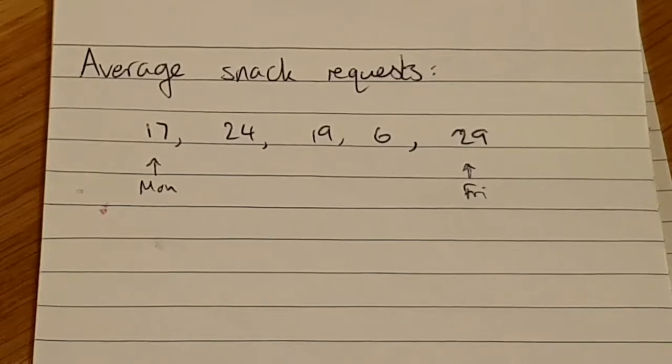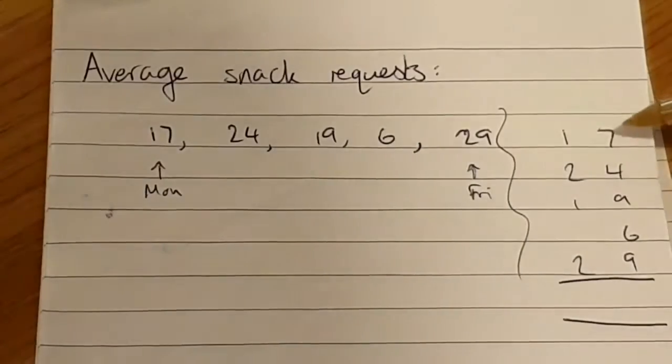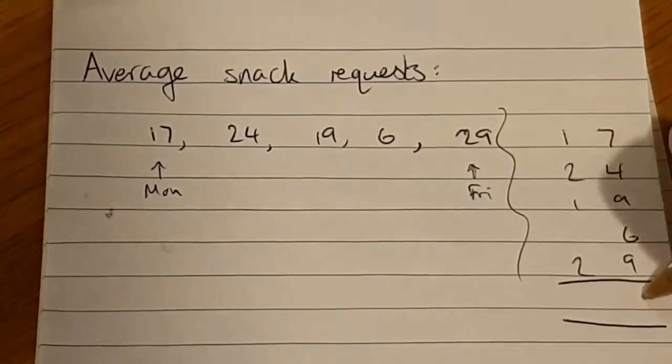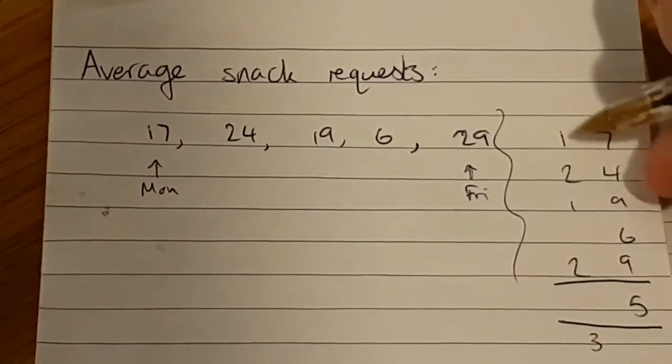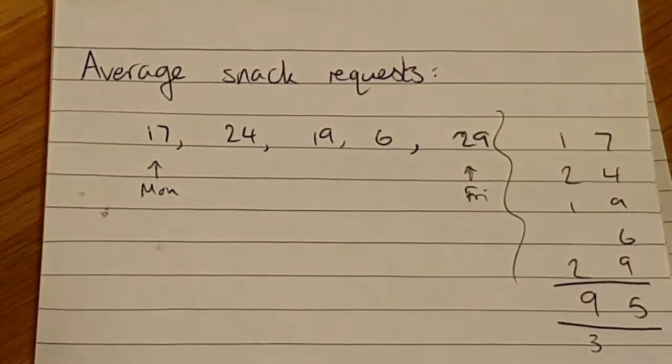Well, here's what I'm going to do. First of all, I'm going to add all 5 of these numbers together. So I've got 7 add 4 add 9 add 6 add 9 for my units. So 7 add 4 is 11, add 9 is 20, add 6 is 26, add 9 is 35. So it's 5 units, 3 tens. 1, 2, 3, 4, 5, 6, 7, 8. Now I've got 9 lots of 10, so I've got 95.